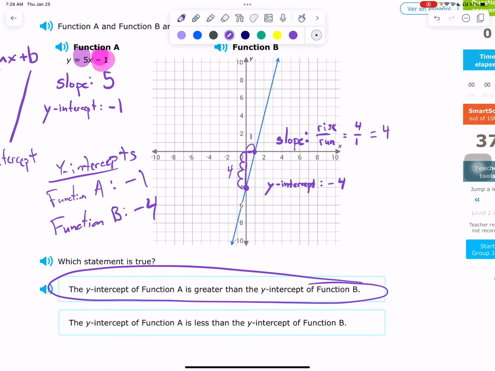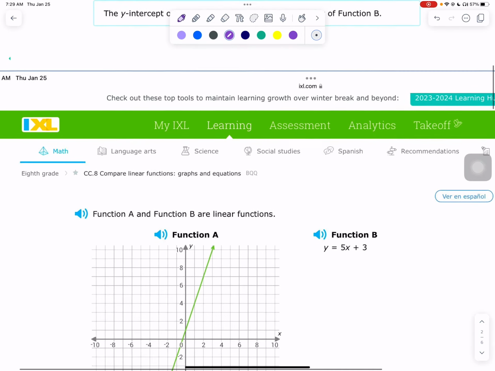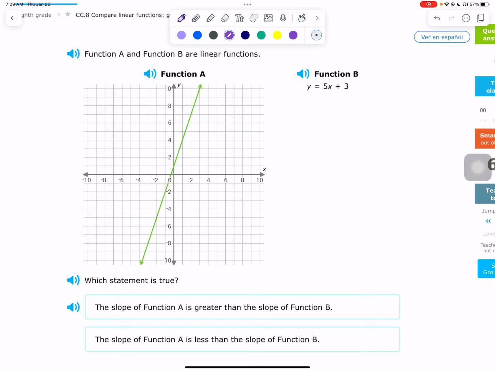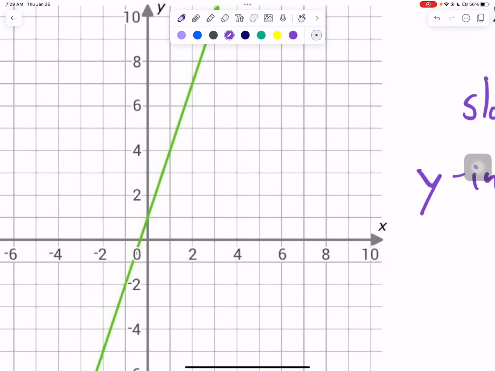Okay, now let's move on to another problem here. This one is asking us to compare the slopes, but we're still going to do the same thing we did last time. My slope here is 5, and my y-intercept is +3. Sweet. Very easy to find it from an equation. I was going to do the equation first just because it's so easy to get done. So equation out of the way. We know the slope, we know the y-intercept. Now we're going to look at the second one.